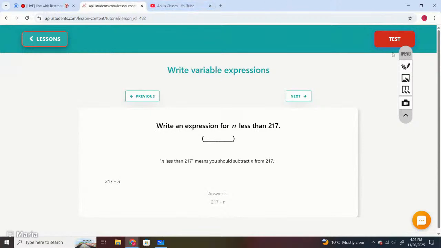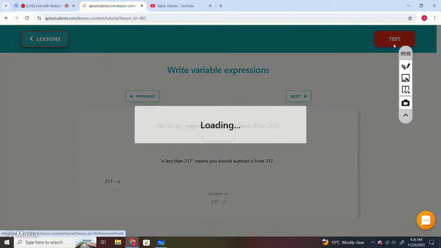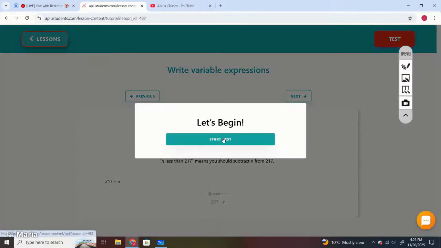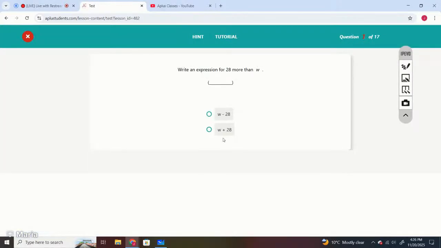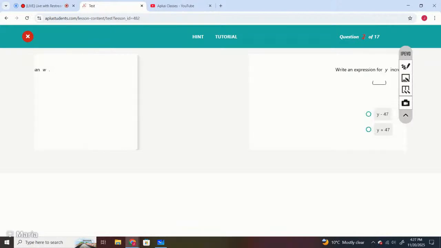Let's just start with the test questions. Write an expression for 28 more than w. So 28 more than w means you need to add 28 to w. So option number 2 is the correct option, that is w plus 28.